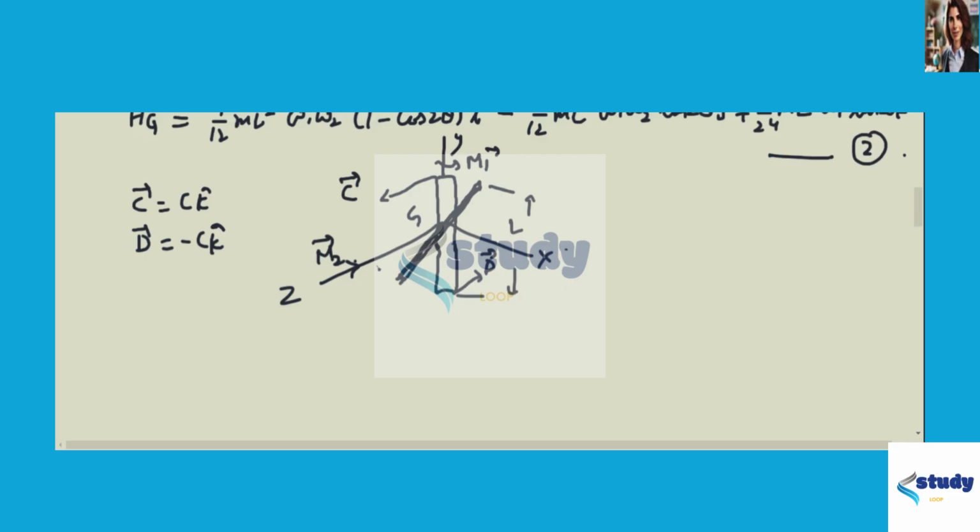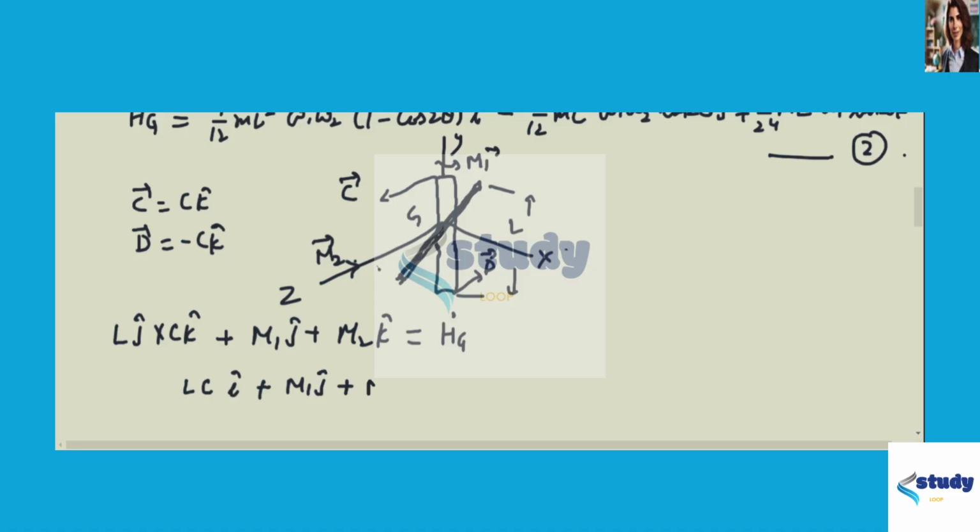Now, equating moment of the variable couple, L j cap cross C k cap plus M1 j plus M2 k is equal to H dot G. Substitute the value. If you simplify the left hand side, you will get LC i cap, M1 j cap, M2 k cap. From equation 2, substitute the value.